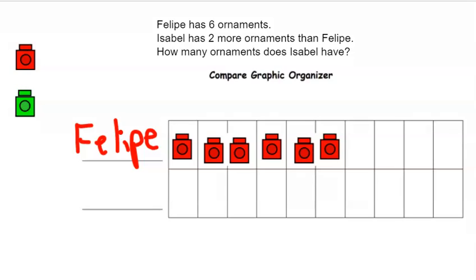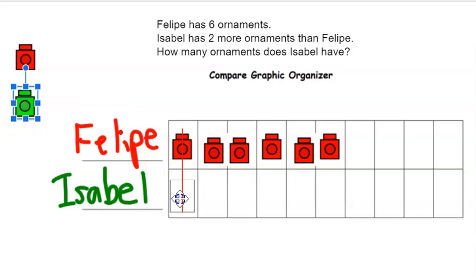So now, let's represent Isabel and label. Labeling makes us remember our mathematical thinking, doesn't it? And helps keep us organized. So we know that Isabel has 2 more ornaments than Felipe. So let's give her the same amount as Felipe. How many would she need to have the same amount? That's right, 6.